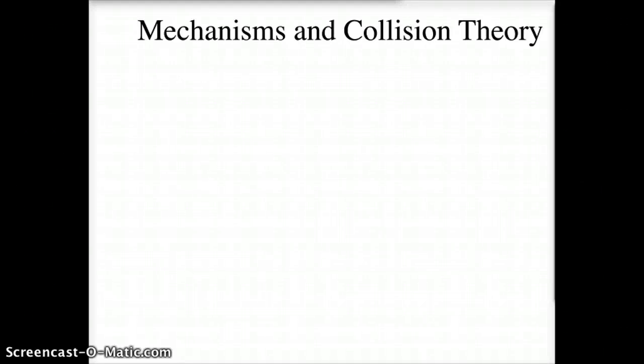So we've talked about reaction rate, rate laws, and integrated rate laws. We're going to get more specific now and talk about mechanisms within the concept of collision theory. So the big idea here is, why is rate law data important? Why is the rate law such a big deal?